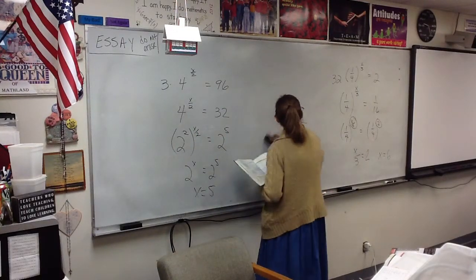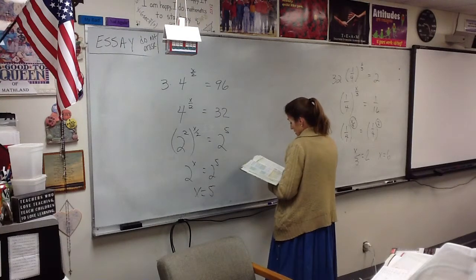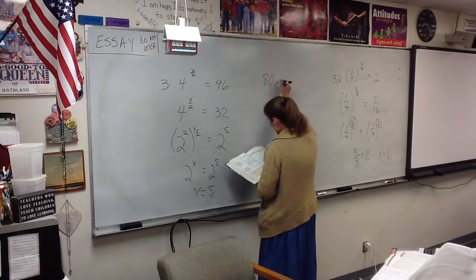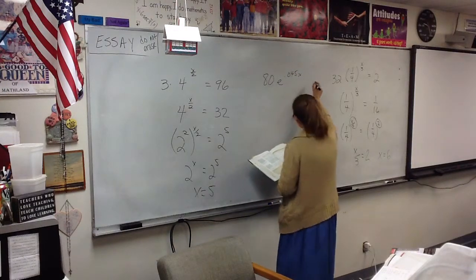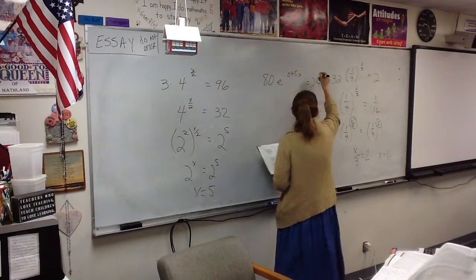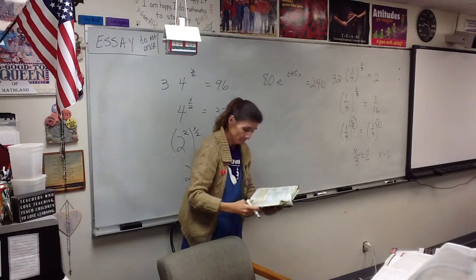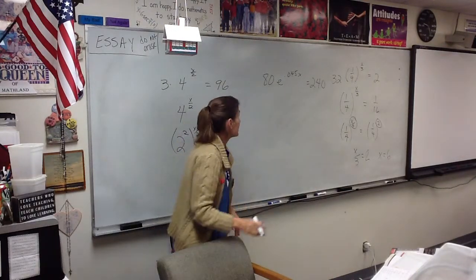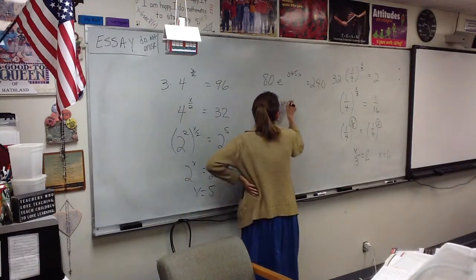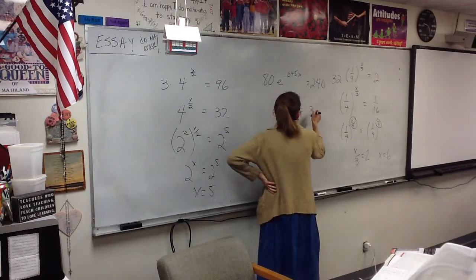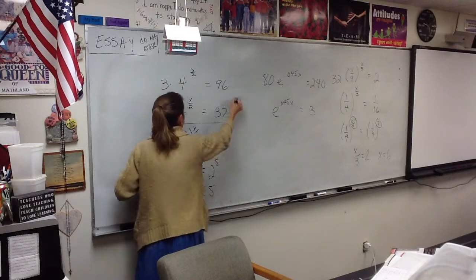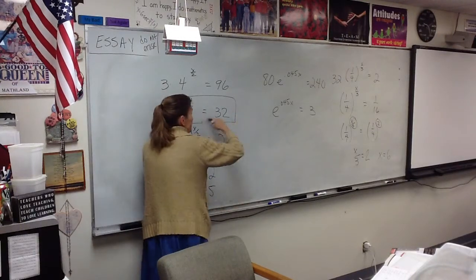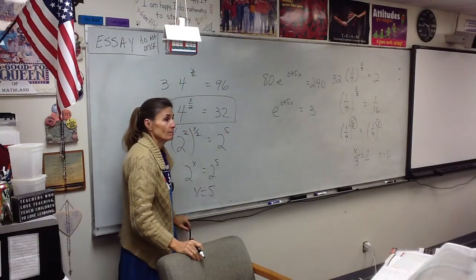It looks the same. Structurally, it's exactly the same kind of problem. How would you start? What would be step 1? Divide by 80. So e to the 0.045x equals 3. What's different about that problem than this one? We're at this point right here. What's different about these two problems?